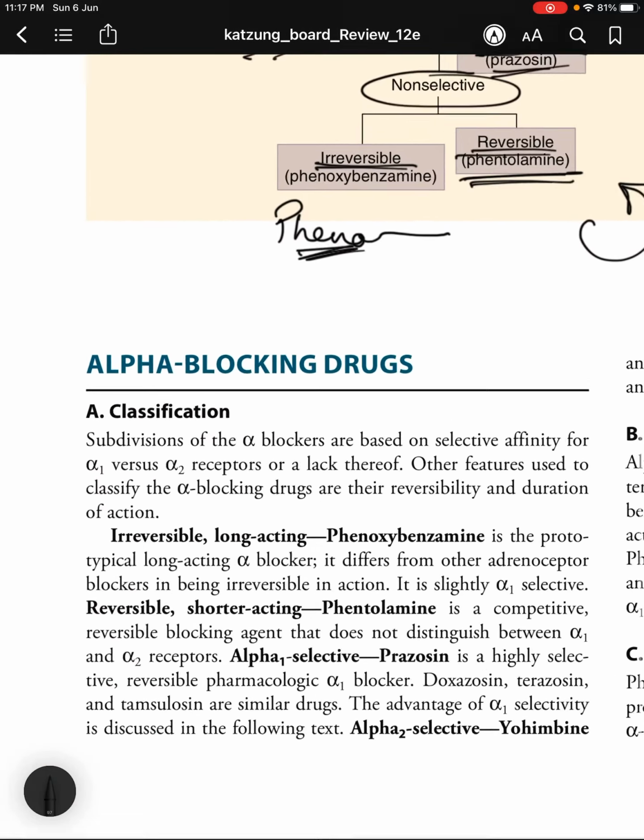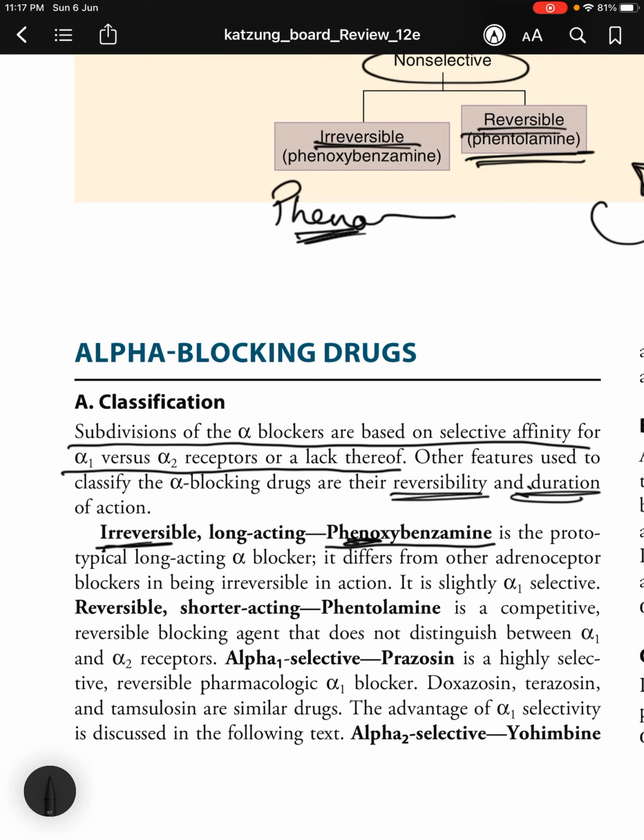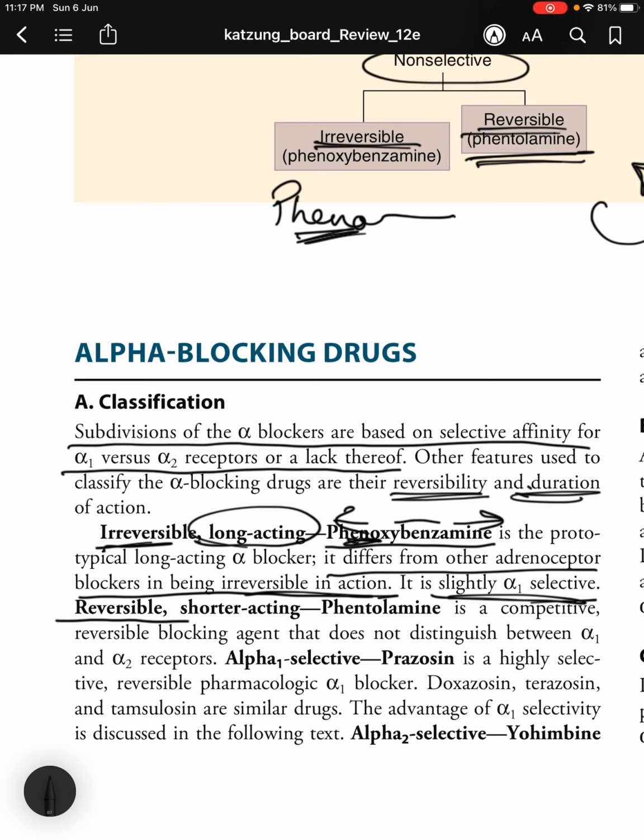Coming to the classification of alpha blocking drugs, subdivisions of the alpha blockers are based on selective affinity for alpha 1 versus alpha 2 receptors or a lack thereof. Other features used to classify the alpha blocking drugs are their reversibility and duration of action. We have phenoxybenzamine, which is irreversible, and it is long acting because the name is quite long. It is a prototypical long acting alpha blocker. It differs from other adrenoceptor blockers in being irreversible in action. It is slightly alpha 1 selective.